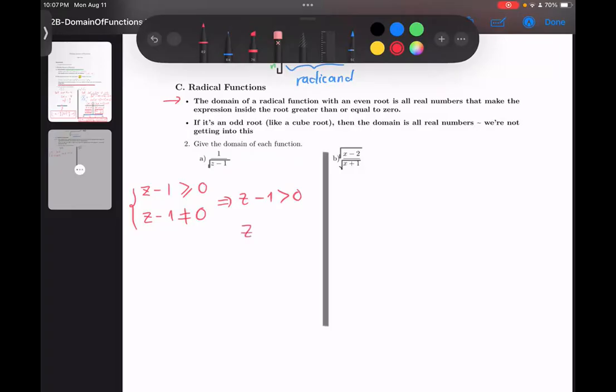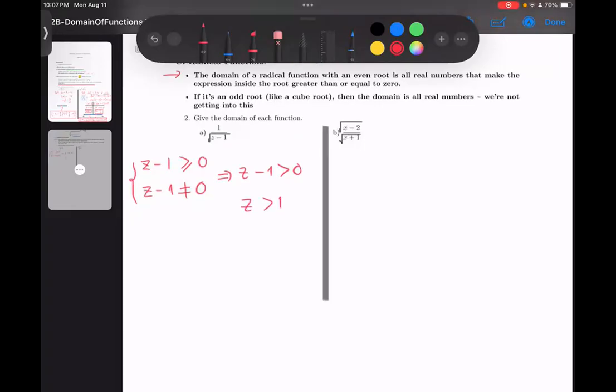Then you solve this inequality. What does it look like on a number line? Negative infinity, positive infinity, and 1 here. We do not want to include 1, so we use a hollow dot, and we want everything to the right of 1. That'll be your solution, your domain. So the domain is from 1 to infinity.